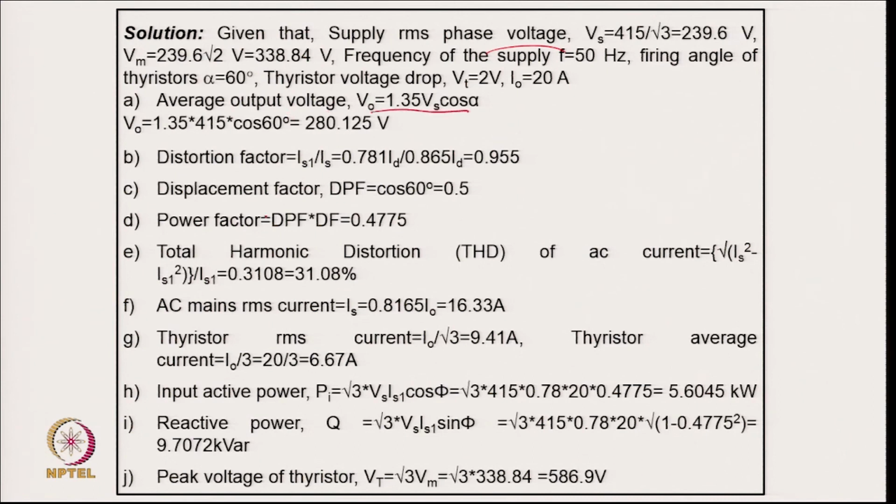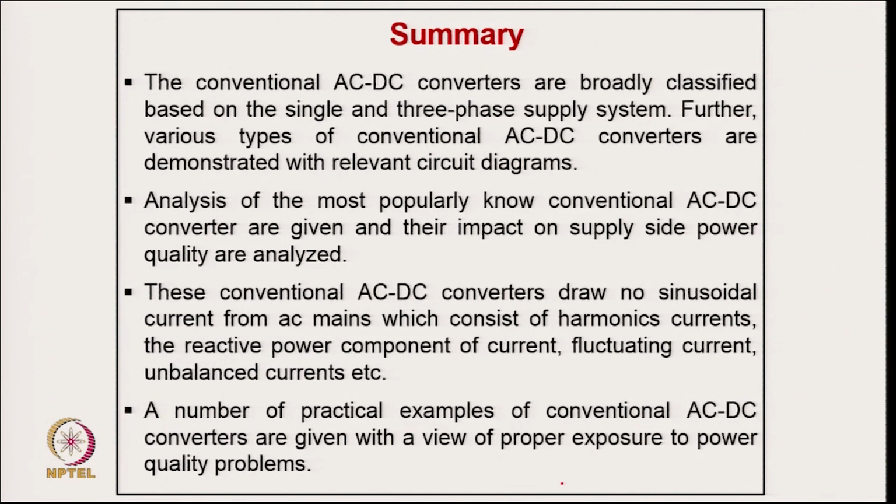So, we can calculate the output average voltage, then we have the distortion factor, and the displacement factor, because the firing angle is given, is 0.5, and the power factor is the product of the two. Total harmonic distortion from the RMS and fundamental current is 31%, and the AC RMS current comes to 16.33. The thyristor current we can find out conducts only for 120 degree, and then the input active power, the reactive power and the peak voltage.